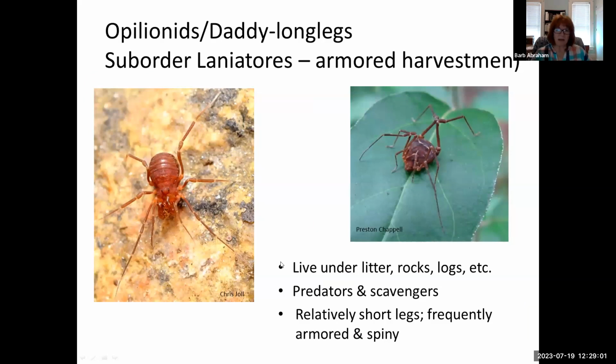Now, these particular daddy longlegs, I think I have not showed you before. These are called the armored harvestmen. And some of these are found in this litter layer, if not further down. Okay, daddy longlegs are not really a group that you see a lot of in the soil if you're down below this organic layer. They are mostly predators, but they can also be scavengers, which is what they're doing in the detritus food chain. The armored harvestmen have relatively short legs for a daddy longleg, and they're frequently armored and spiny, which is how they get their name. And that is probably an anti-predator move.